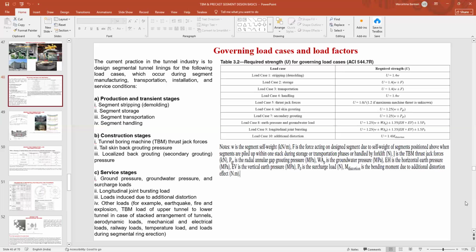So you need to check the durability report very well. Now, as I told you earlier, whenever we are designing the segment, there are three stages: one is the production stage, one is the construction stage, one is the service stage. The production stage is when you are putting the reinforcement in the mold and the segments are being cast, then it is demolding.